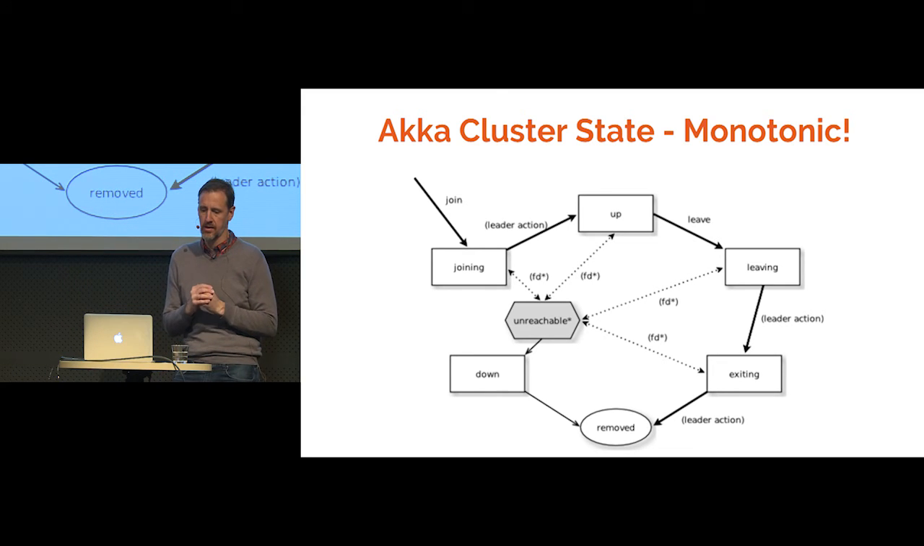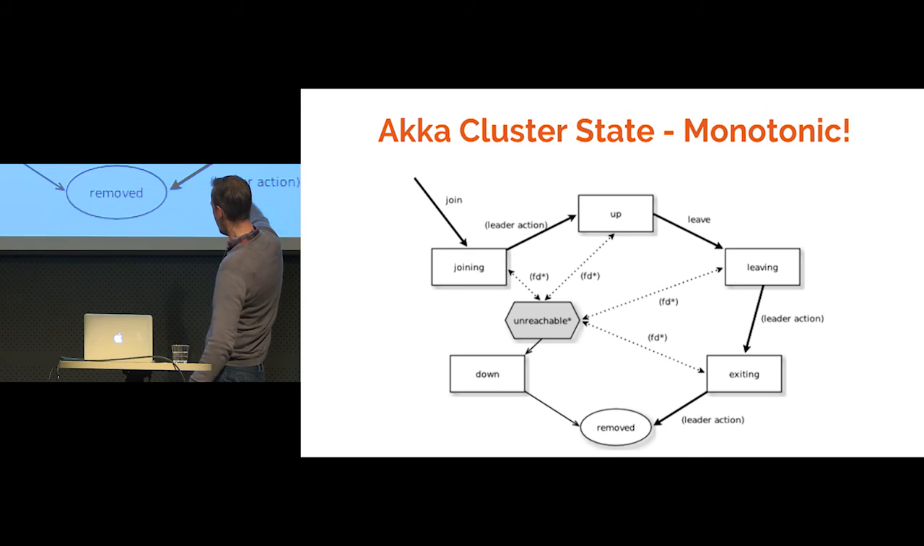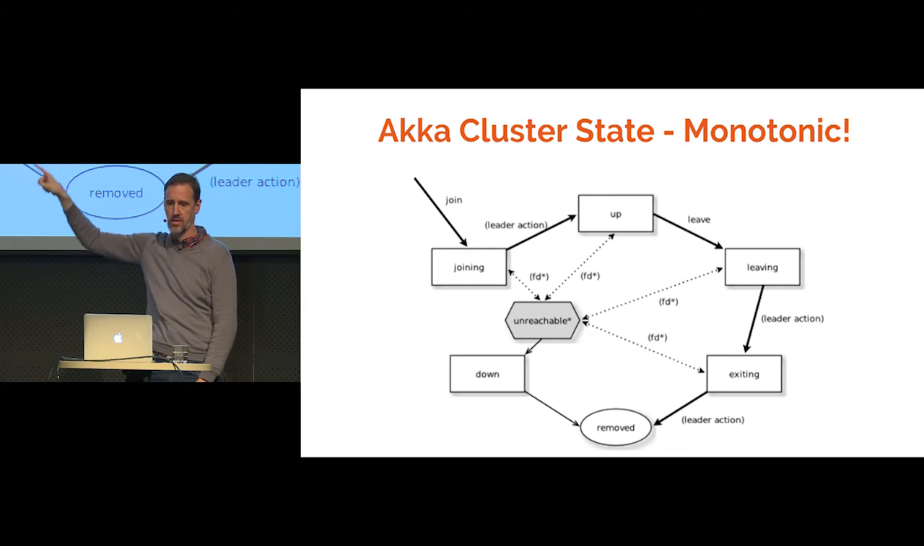So if you look at the state of a cluster node, I go from joining to up, up to leaving, leaving to exiting, exiting to removed, removed to down. If you look at these arrows, this is a DAG, a directed acyclic graph. So I can only go in one direction, right? I can't go from joining to up and then from up back to joining. And I can't go from up to leaving and then leaving back to up. I can only go one direction in this graph.